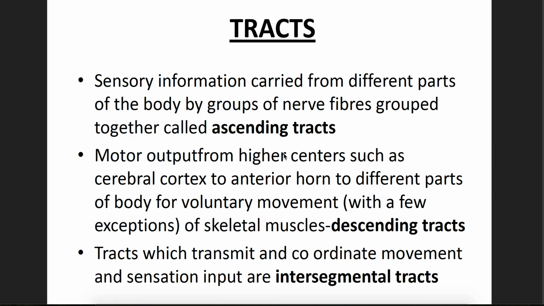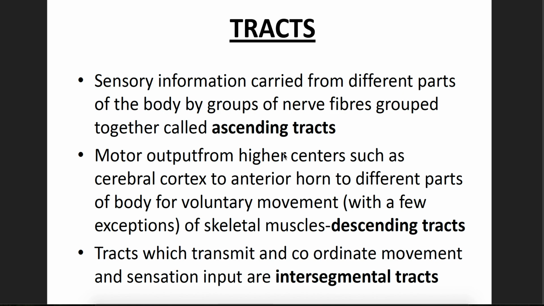Like I said, the white matter of the spinal cord consists of nerve fibers, and these nerve fibers can either be entering from the periphery or outside the body, bringing in sensations, or they can come from the higher centers like the cerebral cortex or the cerebellum or any supraspinal level, and they will come down to the spinal cord. And in this way, we can say that the sensory information carried from different parts of the body by a group of nerve fibers, when they group together, we call them ascending tracts.